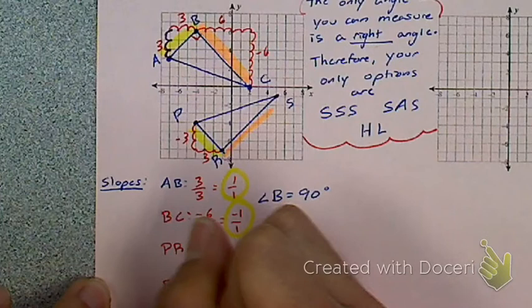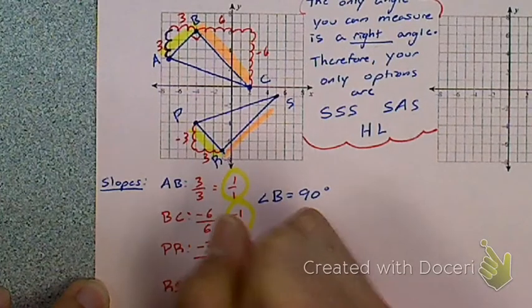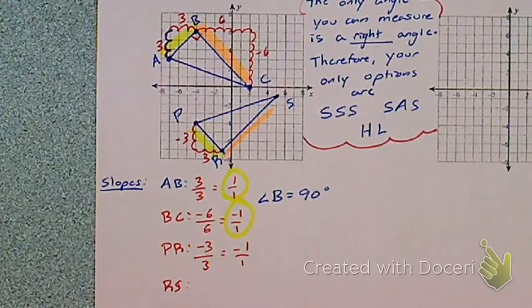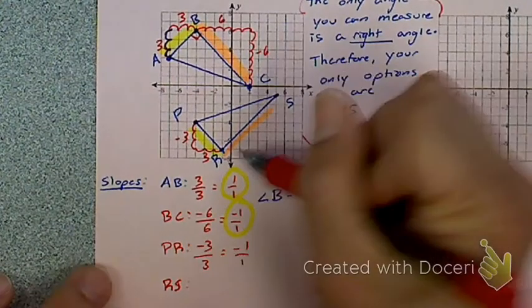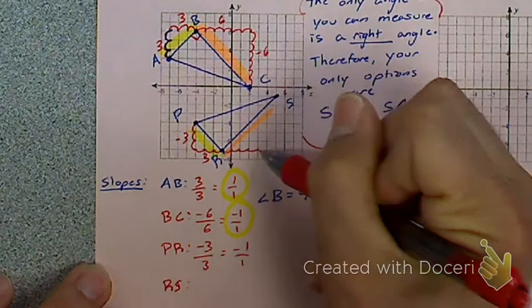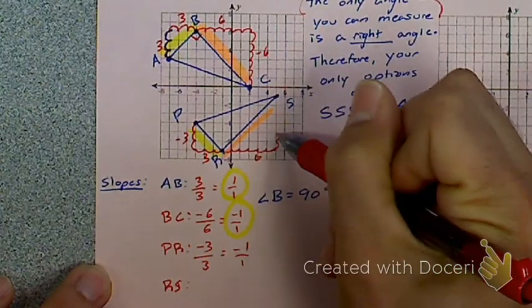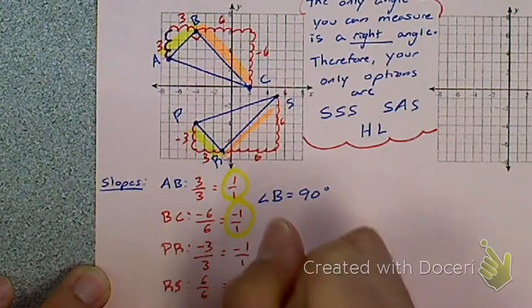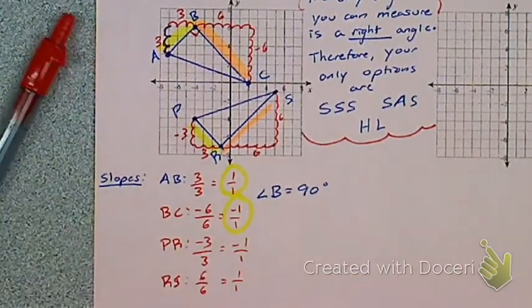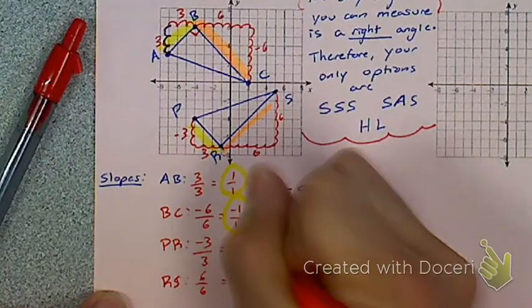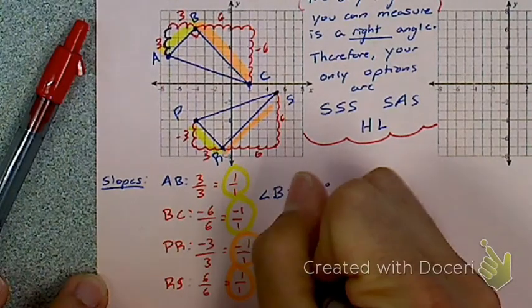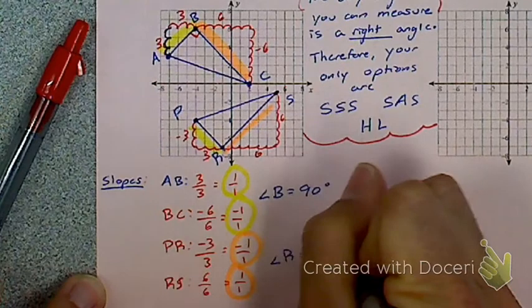RS. RS is what? 6 to the right, 6 up, makes them both positive, which makes that 1 over 1. Are those two opposite reciprocals? Yes, therefore what? Angle R equals 90 degrees.